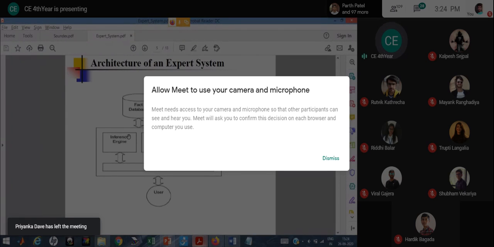Okay, and the last part is the inference engine. The inference engine is the part of the system that uses the rules and facts to derive a conclusion. So the inference engine will use forward chaining, backward chaining, or a combination of these two to make inferences from the data that are available to it.